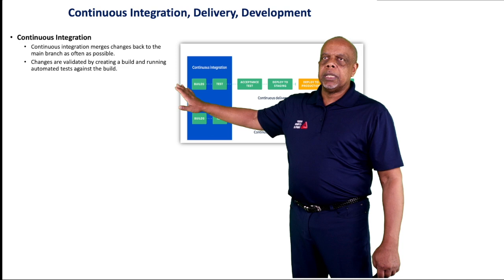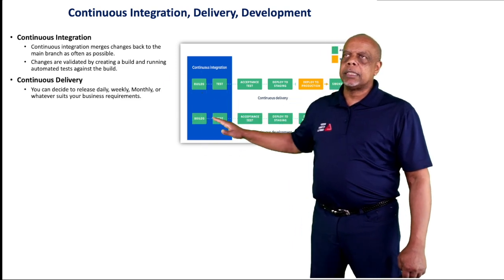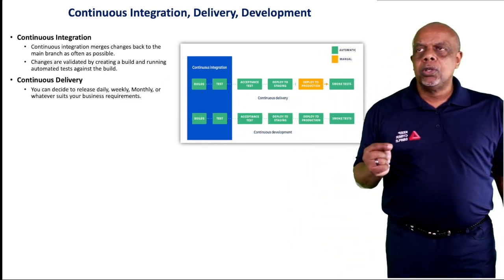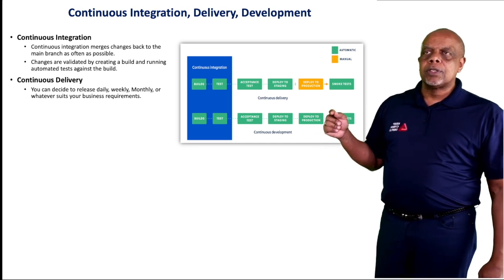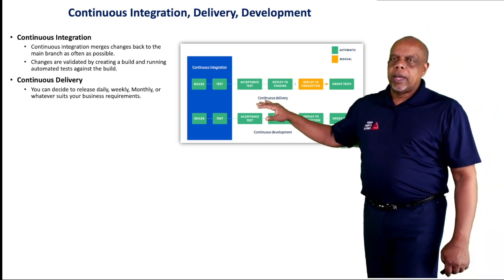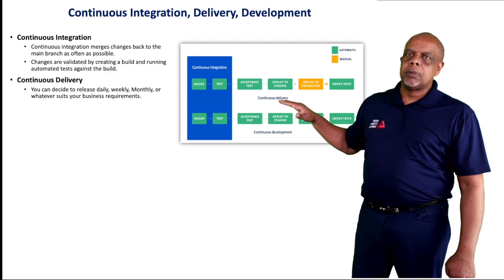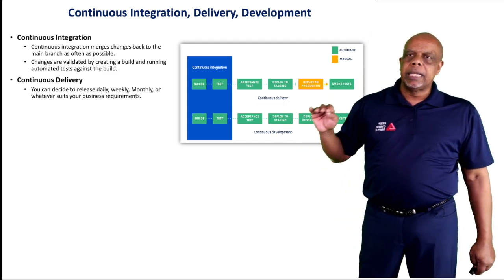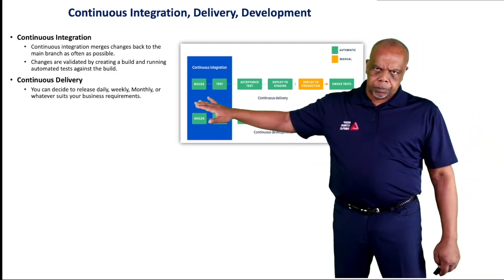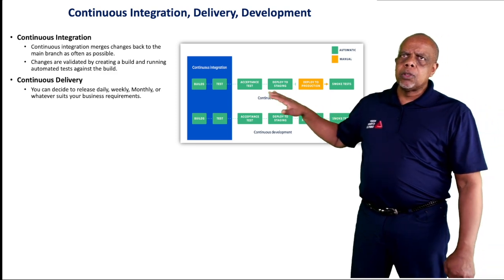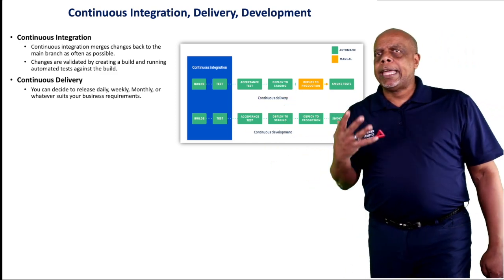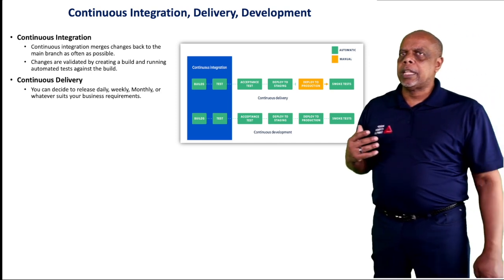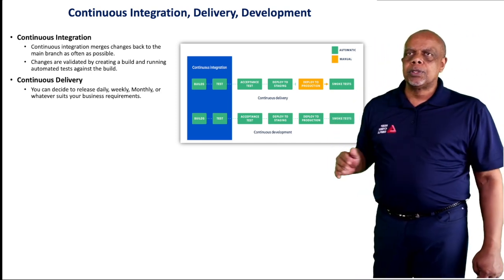But we want to be sure that we build test as we bring new things in. Continuous delivery. You can decide to release daily, weekly, monthly, or whatever suits your business needs. So you don't have to be rigid in your delivery. If your customer needs updates weekly, you can set your automation to where you can deliver products on a cadence that fits you and your customer. Doesn't have to be annual. It can be at whatever suits the customer.